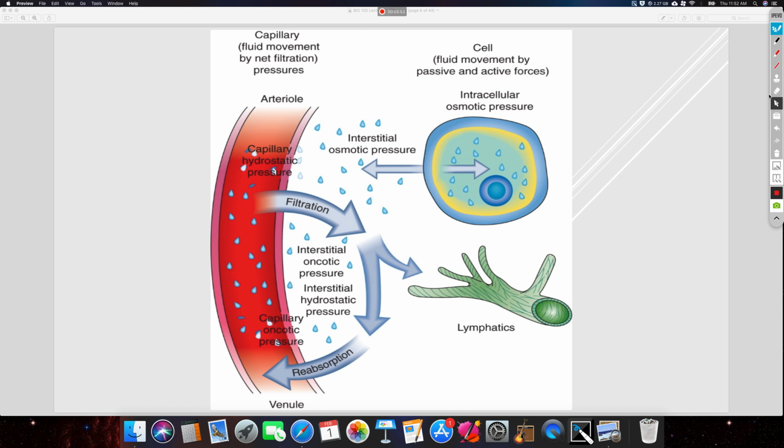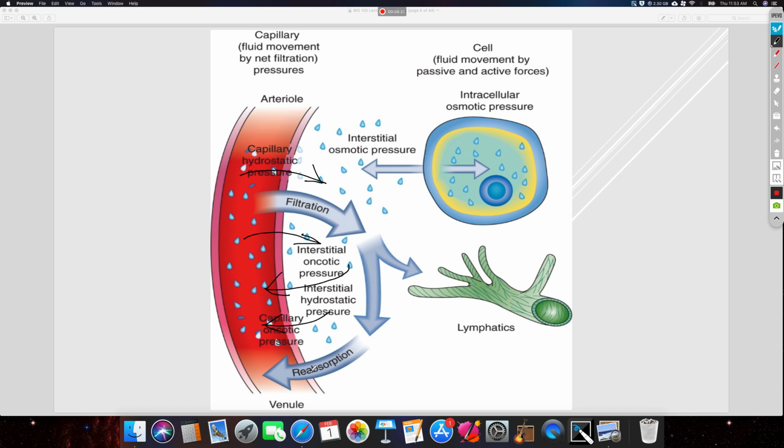And this is kind of a prettier picture of all of this. So again, capillary hydrostatic pressure is a filtration force. It's the pressure that's pushing water into the interstitial space. Okay. Interstitial oncotic pressure is pulling water in that same direction. Okay, so it's the force that pulls water from the capillary into the interstitial space. Interstitial hydrostatic pressure is the force that is pushing water into the capillary. And then capillary oncotic pressure is the force that is pulling water into the capillary. Okay, so again, hydrostatic pressures and forces push.